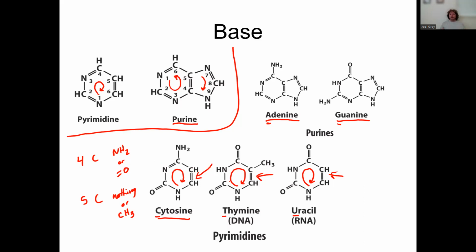And I would recommend not worrying about that, but instead recognizing, okay, at carbon 2, we've got a double bonded carbonyl oxygen on every single one of these, cytosine, thymine, and uracil. At carbon number 4, we either have an NH2 or a carbonyl oxygen. At carbon 5, we have nothing or a methyl group. So if you remember those 3 things, you can go ahead and draw a simple structure that looks like this.